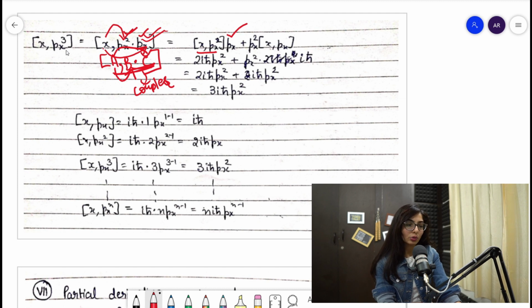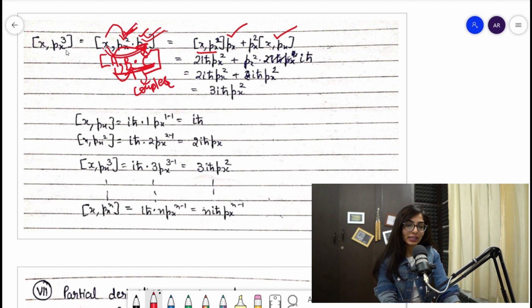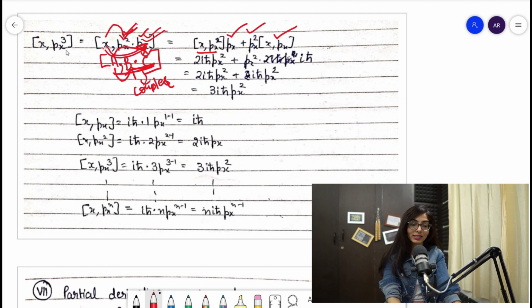Plus what you will do now, you will take this one, x with px. X with px you will see, and that you will write x comma px, and now px is at first before px, so you will write px square. I hope that is clear to you.